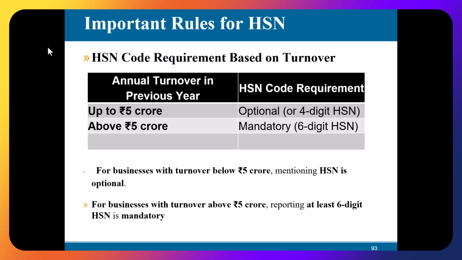Now, if your turnover is up to 5 crores, that means less than or equal to 5 crores, then it is optional to mention the HSN code, or at maximum you can give just a 4-digit code. But if the turnover of a business person is more than 5 crore, then it is mandatory to give a 6-digit HSN code on the invoice. Okay, so just read this, Ananya, the bottom ones.